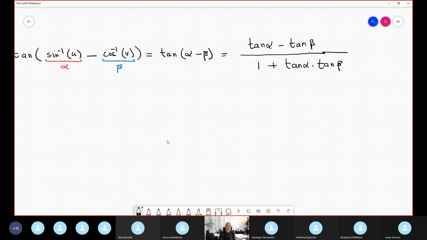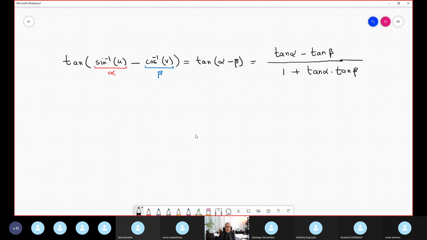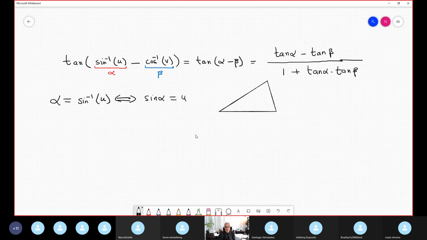Okay. So I copy that and I waited for the last moment. Now I do my famous triangle for the transformation from trigonometry to algebra. So I know that alpha is sine inverse of u, which is equivalent to say that sine alpha is u. Let's do it in the triangle.